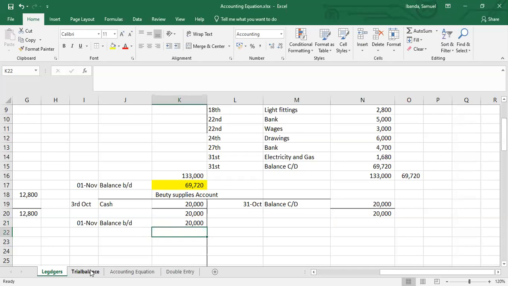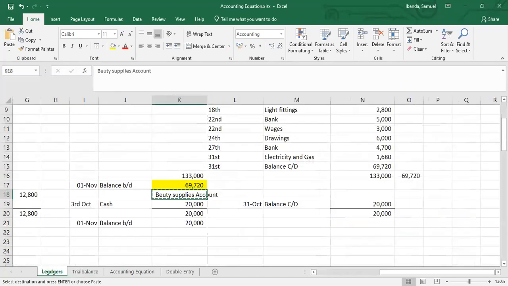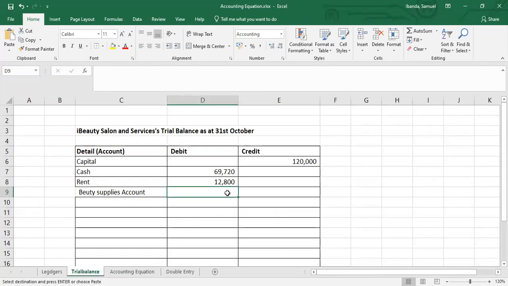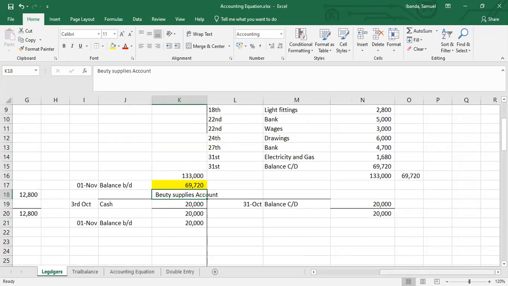When I go to the trial balance, I just pick my beauty supplies account and write it there. How much is the amount? 20,000, and it is on the debit side. I'll write it there like that. You get it? So it's important for us to understand that.